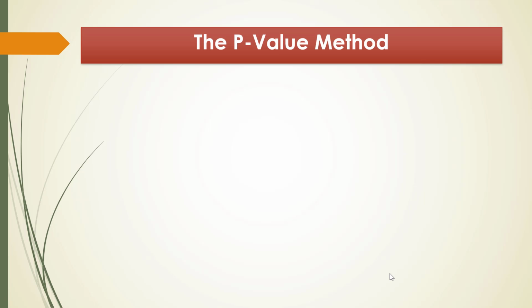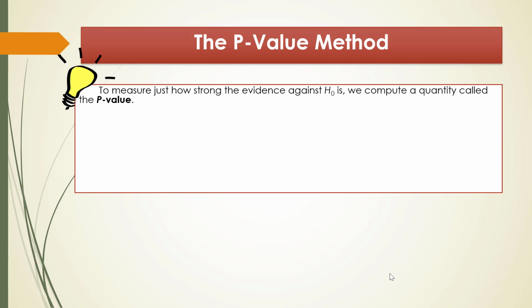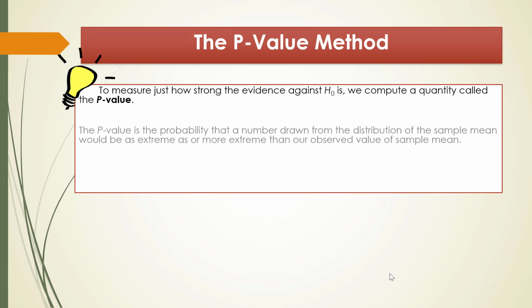So that was the critical value method. Now let's look at the p-value method. The p-value method measures just how strong the evidence against the null hypothesis is. We compute a quantity called the p-value.